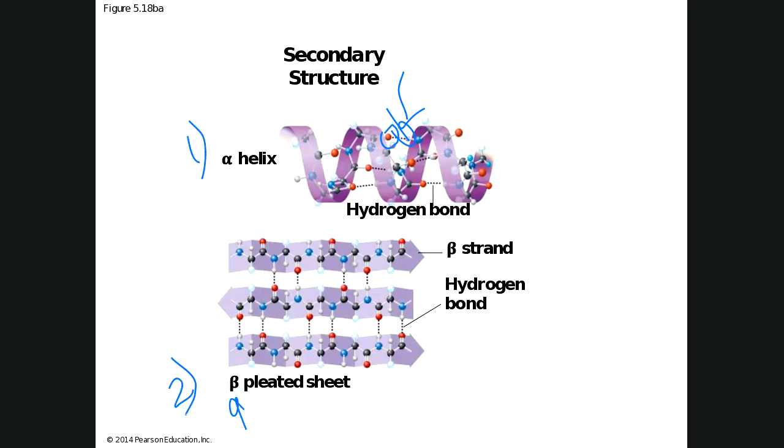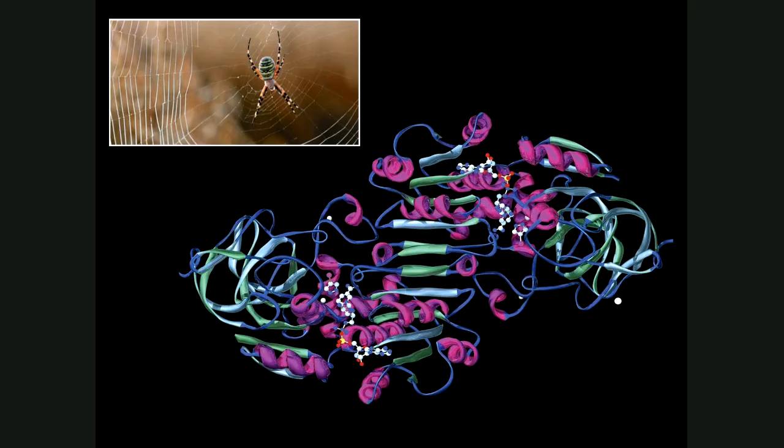Let me show you an example of a protein. I'm going to show you a picture of a protein, the ribbon model, like we saw in that picture a few pictures ago. This is spider silk.